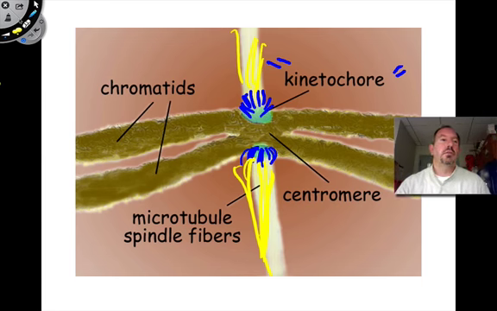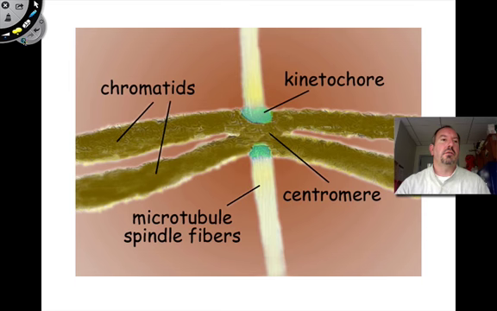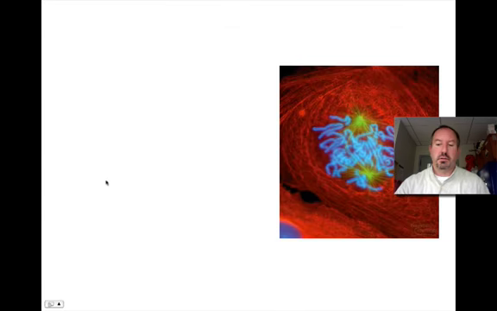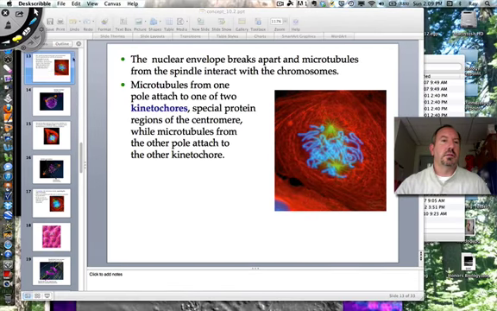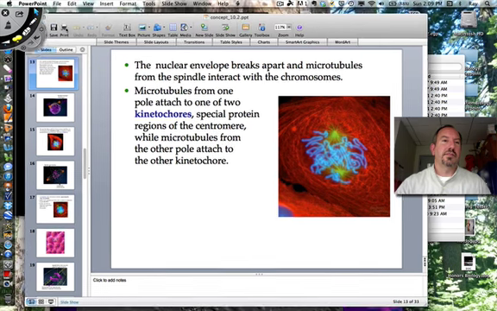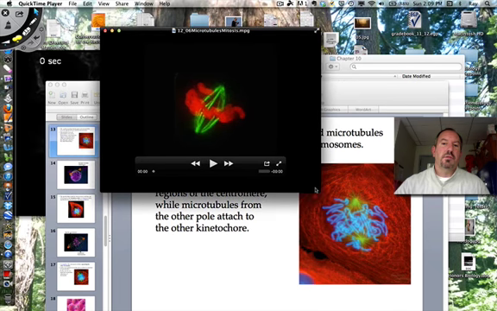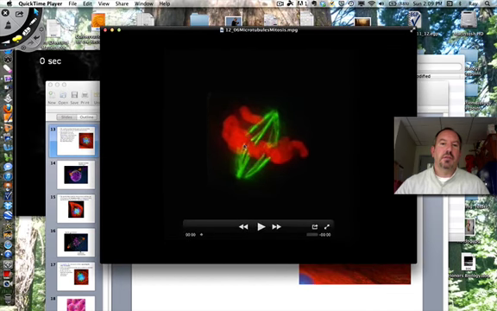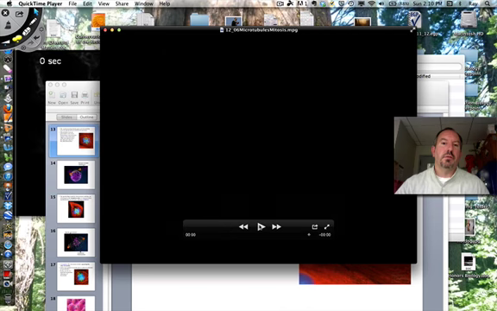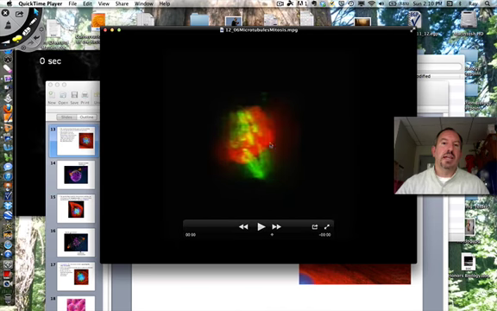Let me take a break from this and show you what I mean by that, if I can. Let's see if we can do this. In this animation, you can see what's happening. This in red is the chromosome, and this green are the spindle fibers, and you can see how they're actually attached to the chromosomes.